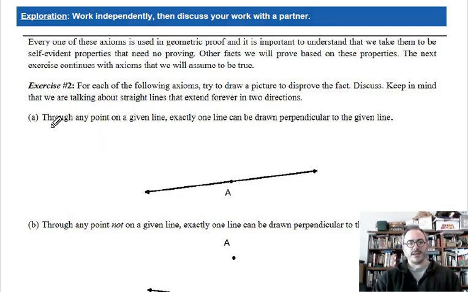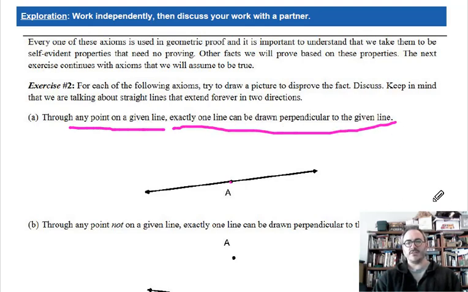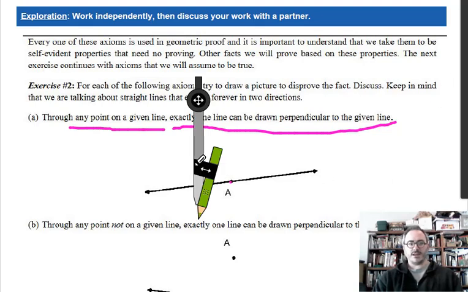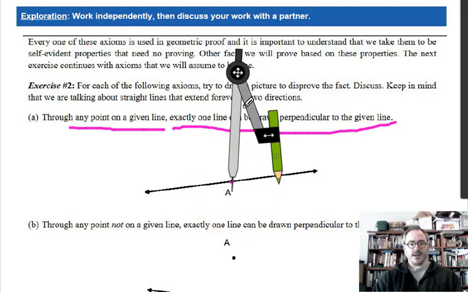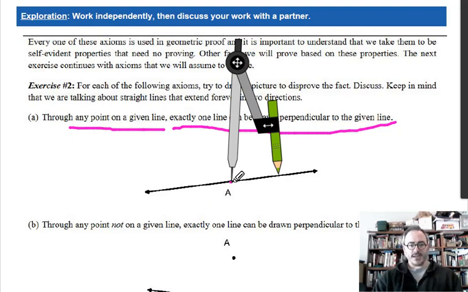Through any point on a given line, so we have to pick this one point A here, point A, that's our given point. Exactly one line can be drawn perpendicular to the given line. All right, so let me draw at least one line which is perpendicular to this point A. And I'm going to need my compass again to do this. All right, I'm going to extend my compass out. And what I'm going to need to do first is put my compass directly on point A, and then I need to draw a circle.